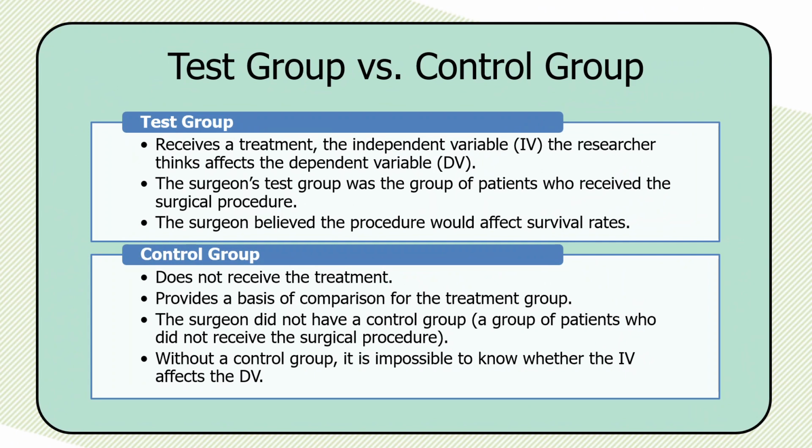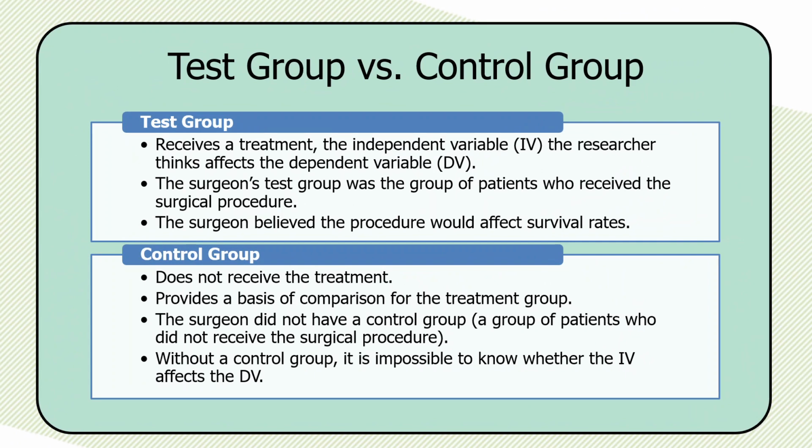The surgeon did not have a control group, a group of patients who did not receive the surgical procedure. Without this basic requirement, it's impossible to know whether the independent variable affects the dependent variable. It cannot be demonstrated with just a test group. The surgeon, and we in political science, if we could sort of be the surgeon writ large, if you will, have to come up with ways of dealing with, vanquishing, controlling for rival causes of the dependent variable.